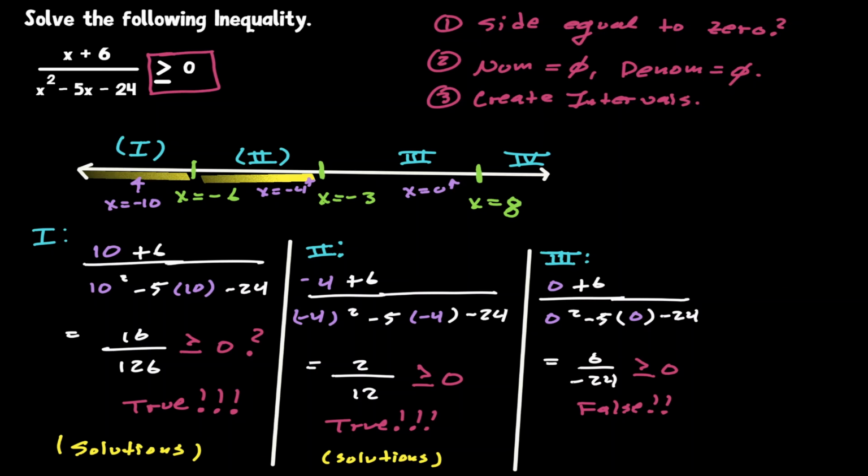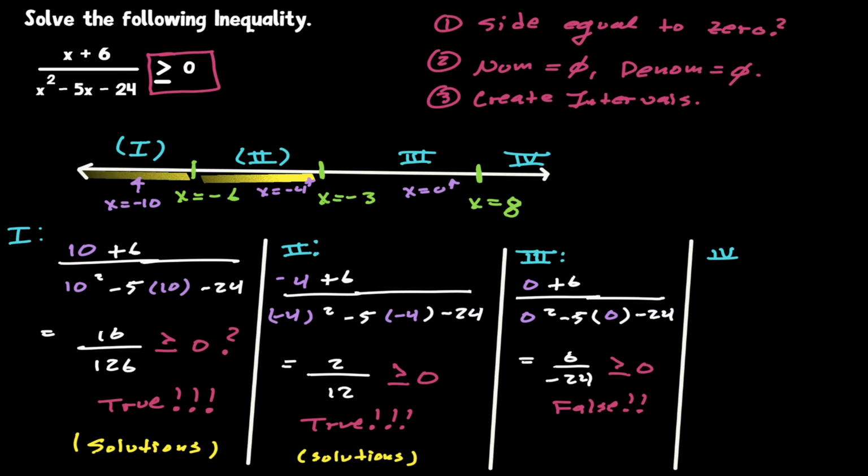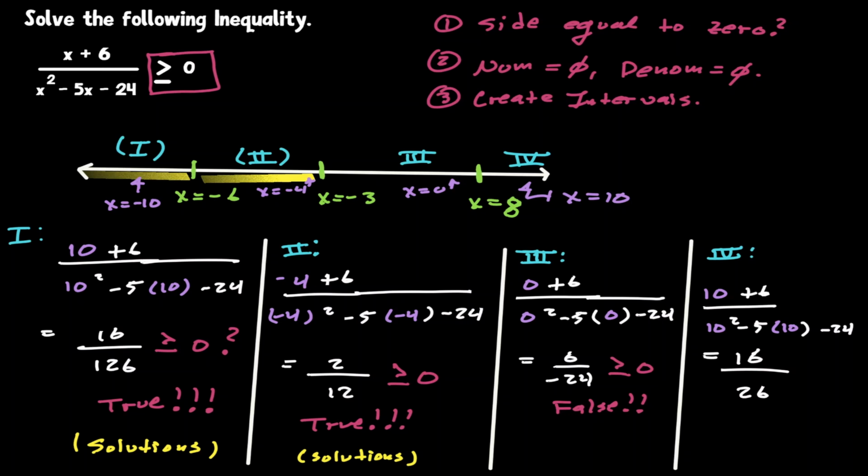Now let's test interval number 4. Let's choose any number that is greater than 8. I want to choose 10. Let's plug that into our rational. The numerator is going to give us 16. The denominator is going to give us 26. So now let's ask our question: is that greater than or equal to 0? This is true. So we know that we're going to get solutions in the fourth interval as well. So we are done testing. All the solutions are going to come from intervals 1, 2, and 4.